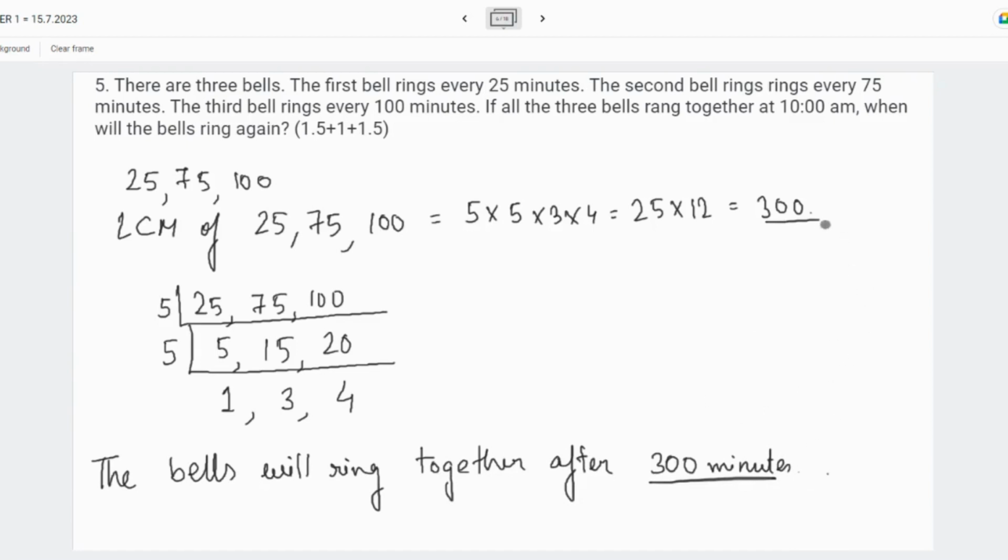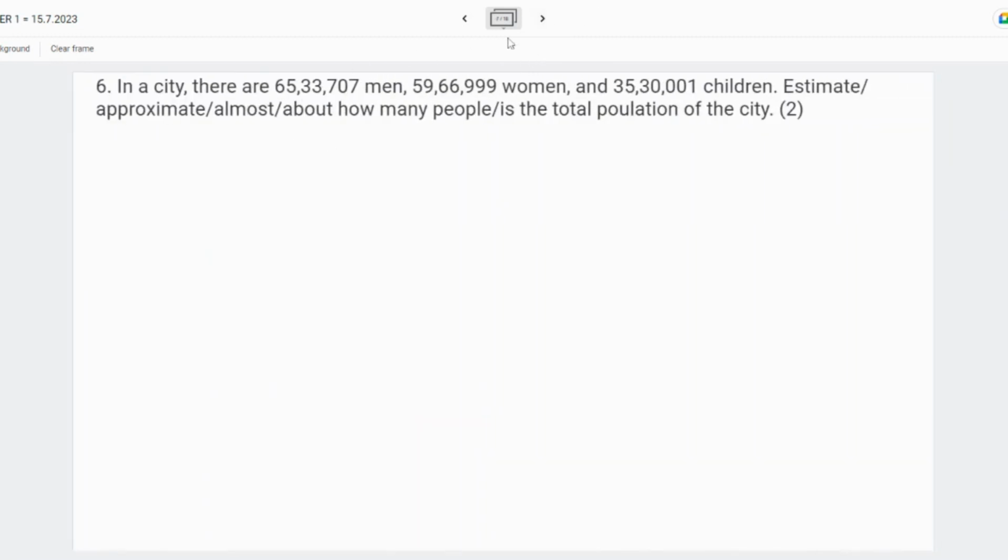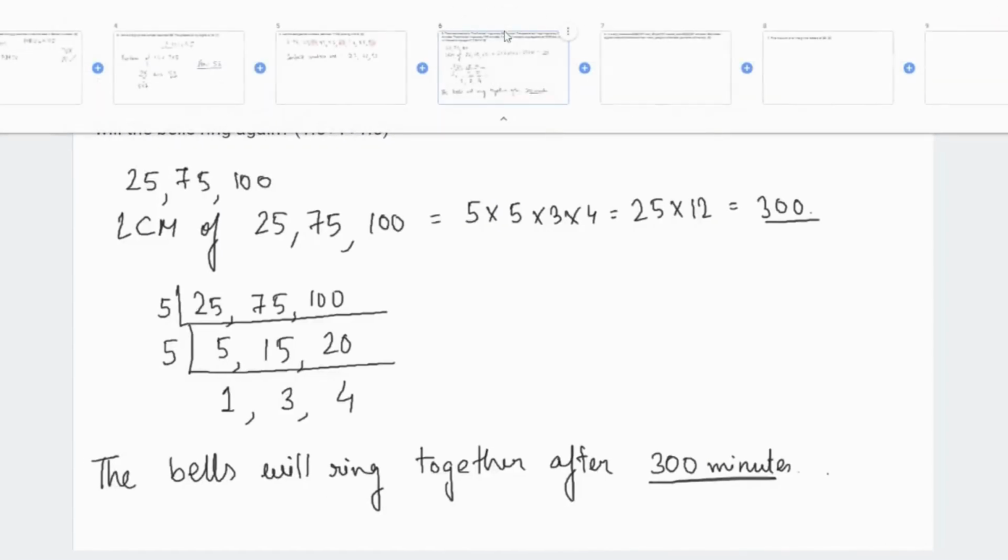Together after 300 minutes. It rang together at the beginning, when the stopwatch was 0, okay? And after that, at different intervals, it was ringing. And after 300 minutes, it rang again together. Their steps synchronized after 300 minutes.